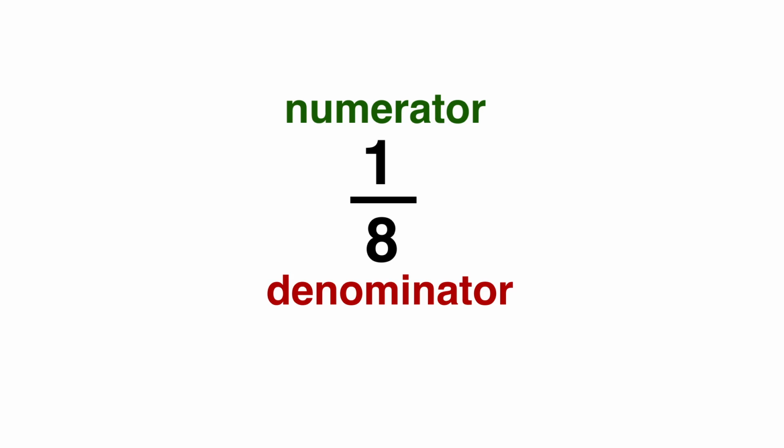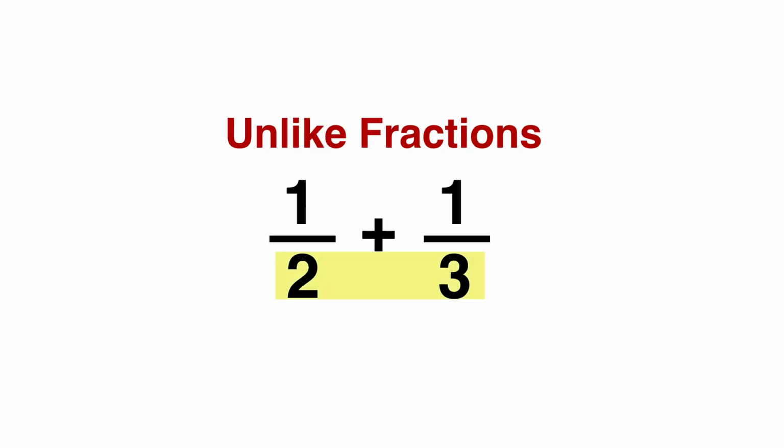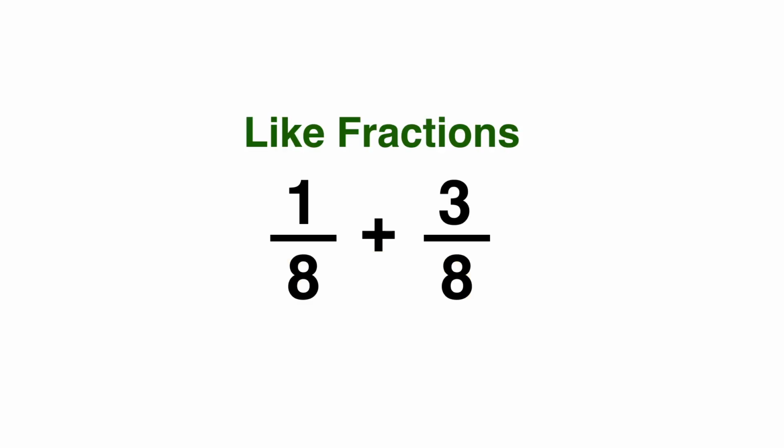Easy enough, right? There are two kinds of fractions, like fractions and unlike fractions. Like fractions have the same denominator, and unlike fractions have different denominators. Let's go over the steps on how to add each fraction. First, we need to make sure the denominators are the same.